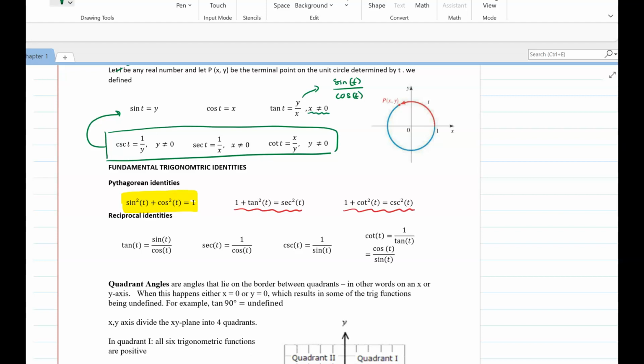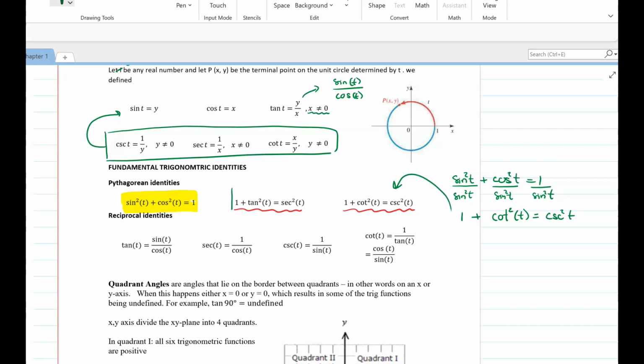So for example, start with sine squared of t plus cosine squared of t equal 1. If we go ahead and divide the equation entirely by sine squared of t, again, when you divide by something, make sure you divide everything. Now we get 1 plus cotangent squared of theta equal cosecant squared of theta. So here we derive this equation.